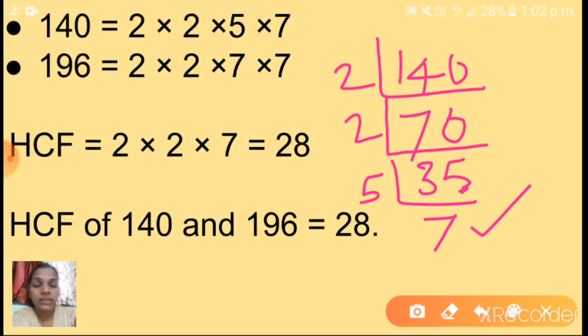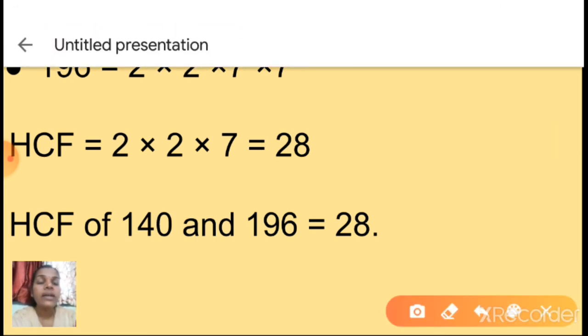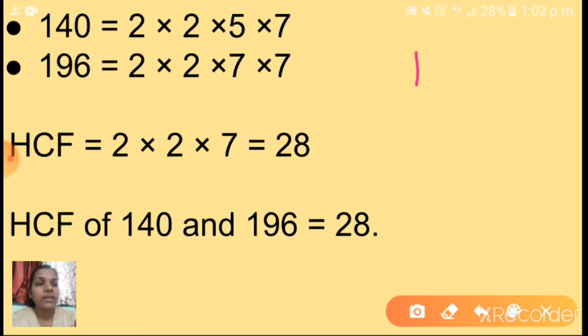Now we have to write all these prime numbers here. That means 2 into 2 into 5 into 7. Shall we go to the next number now? Yes, the next number is 196. Can you say now, 196 is what?